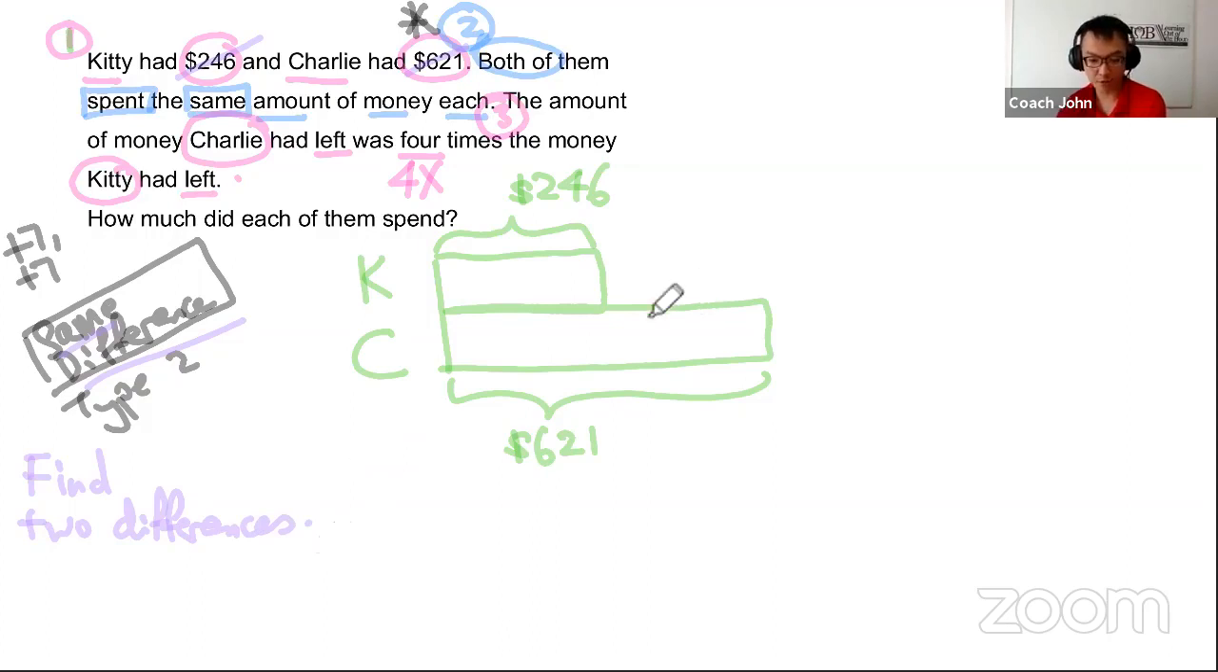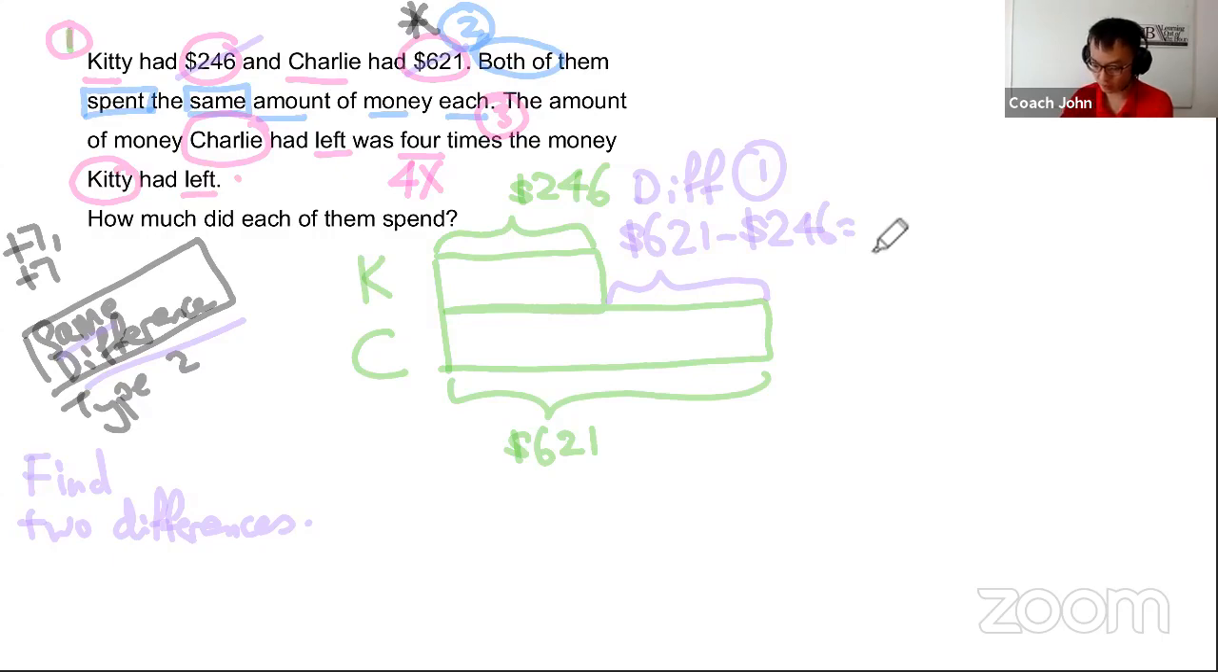So the first difference you can find is actually over here, which is, let's say DIFF 1, which is 621 minus 246. Let me just use my calculator. It'll be 375. All right, so this is before.